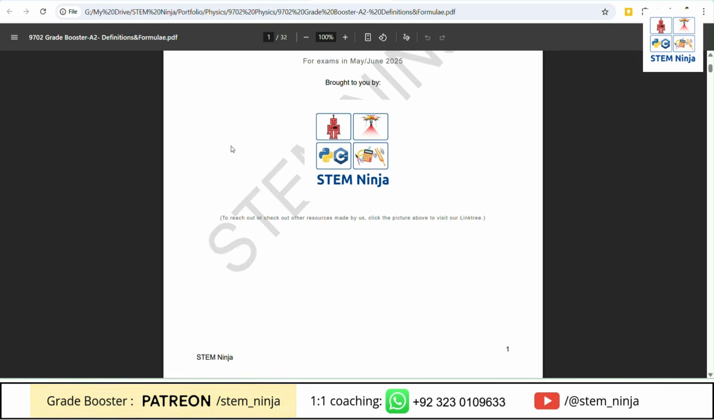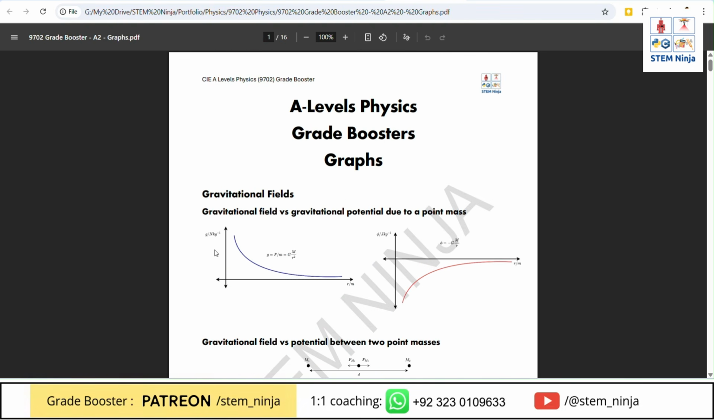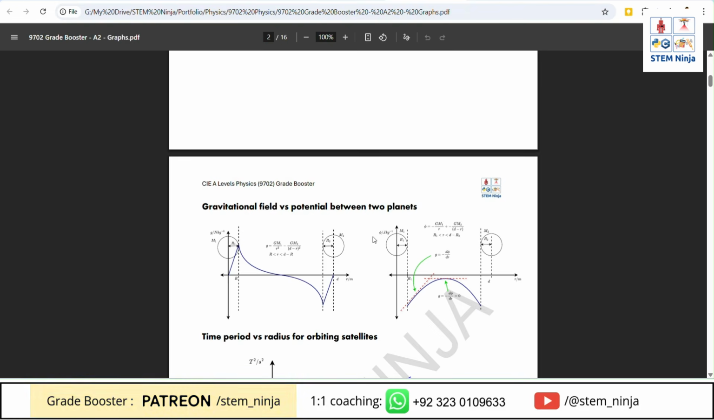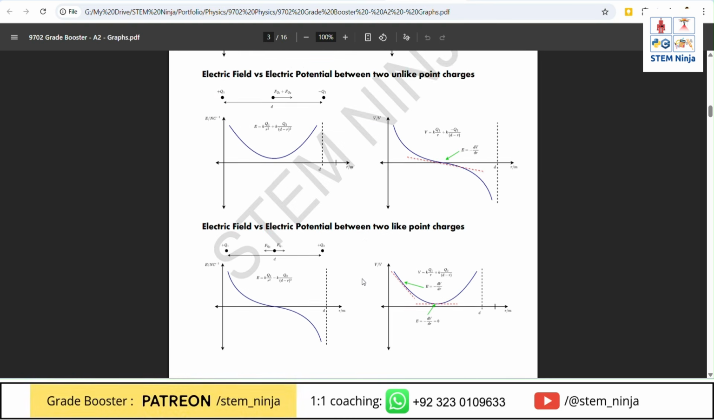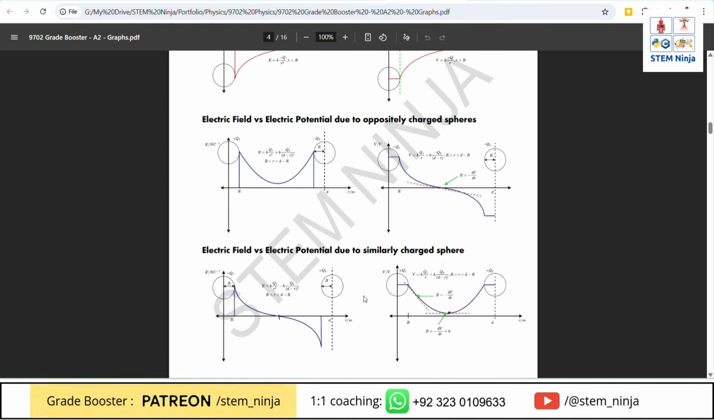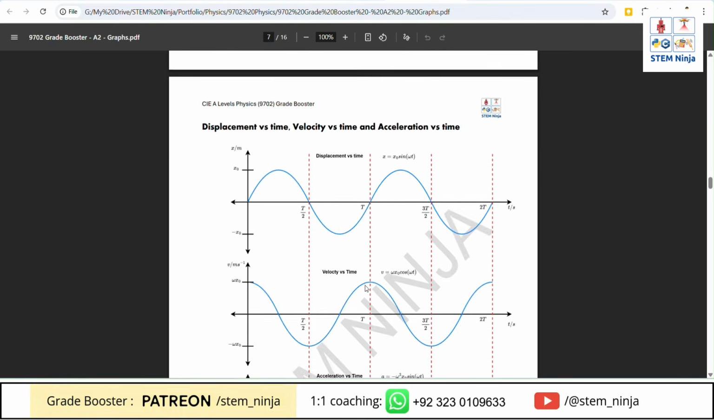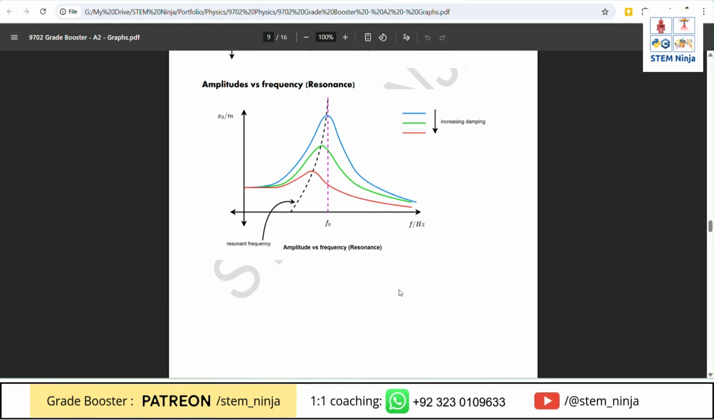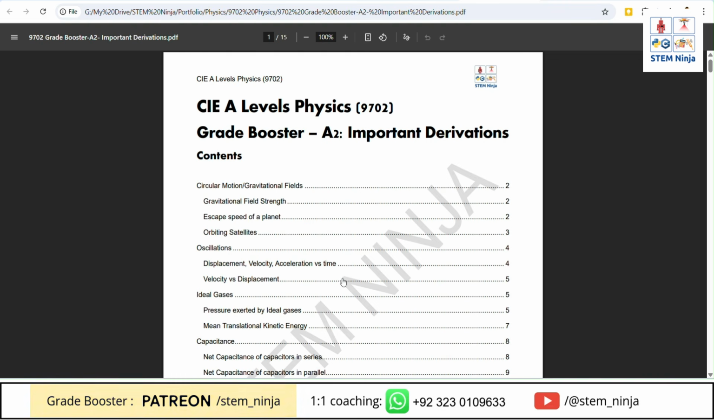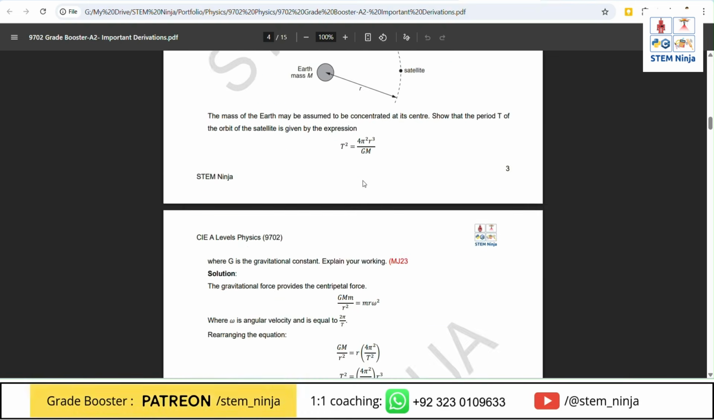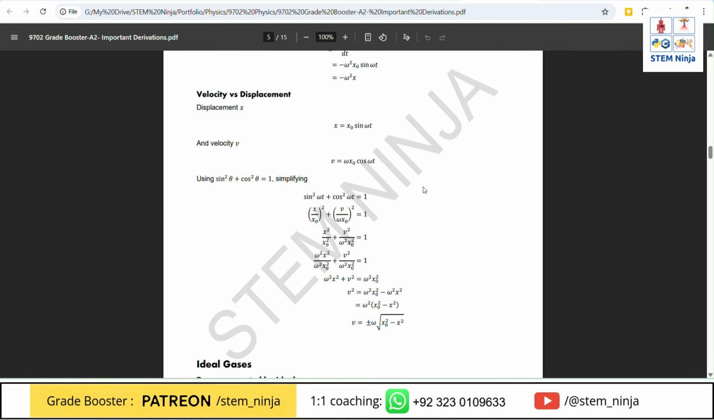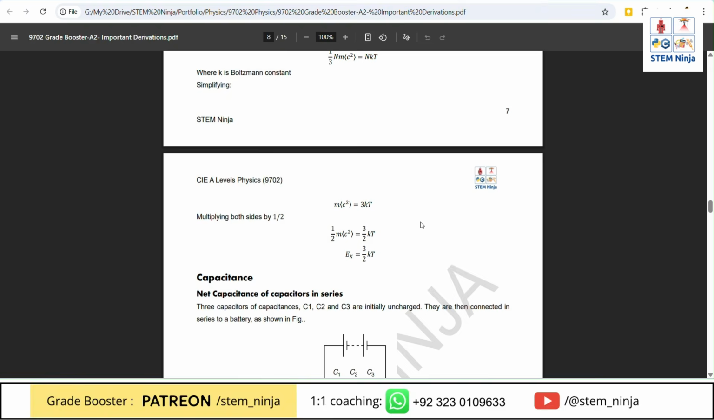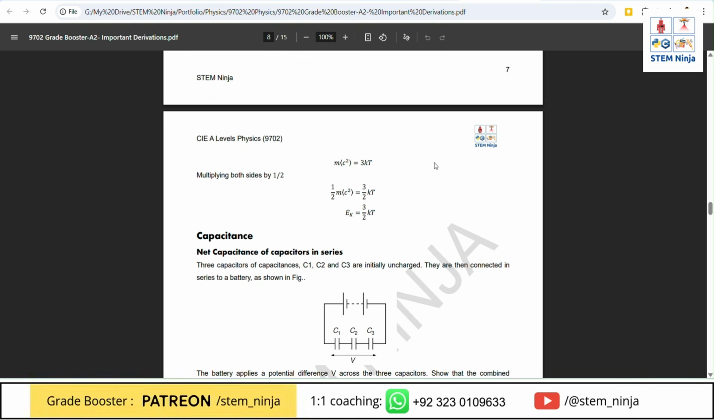Then, just like for the AS, we have the definitions and formulae. Similarly, graphs for A2 are more important because students struggle with the field and potential graphs of electric fields and gravitational fields. So we have included them along with the other important graphs also. Furthermore, we have important derivations for A2 also. Again, the ones that are listed in the syllabus, the ones that come in the exams frequently, and some of them in between just as a learning exercise.